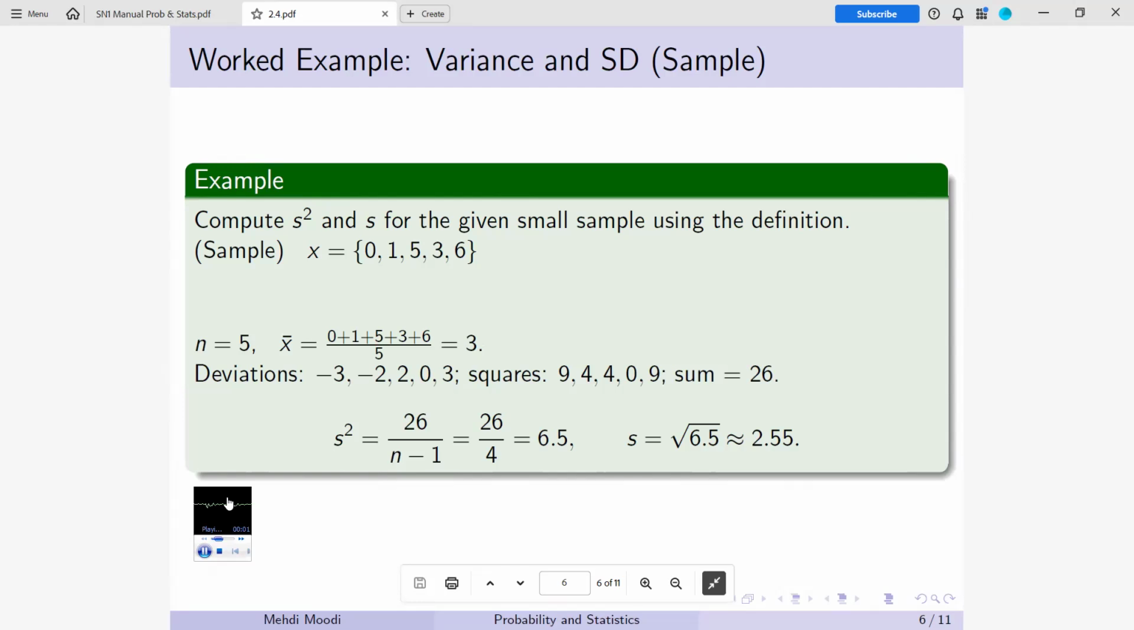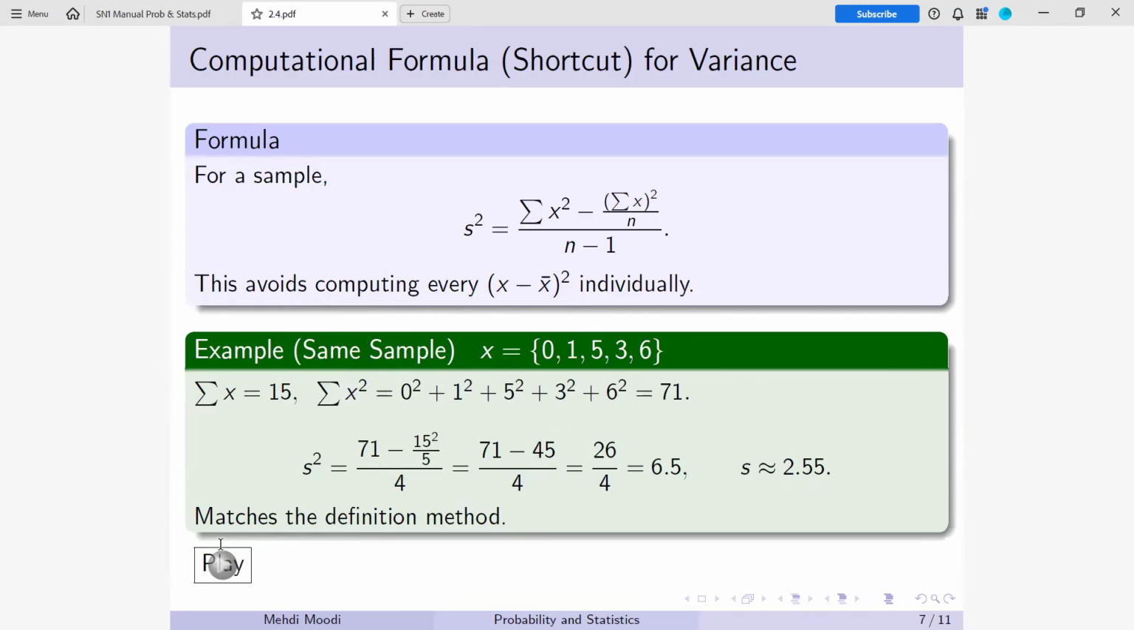Variance squares the drama. Standard deviation brings it back down to earth in the same units as the data. Two roads, one destination. Use the shortcut when you're hand computing and your calculator's battery is at 1%.